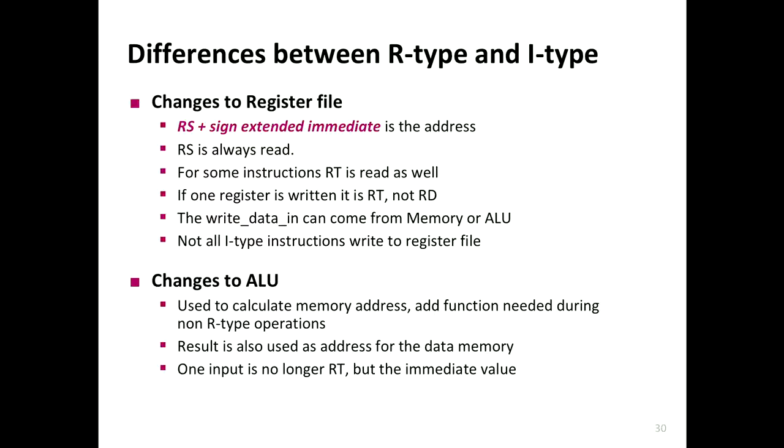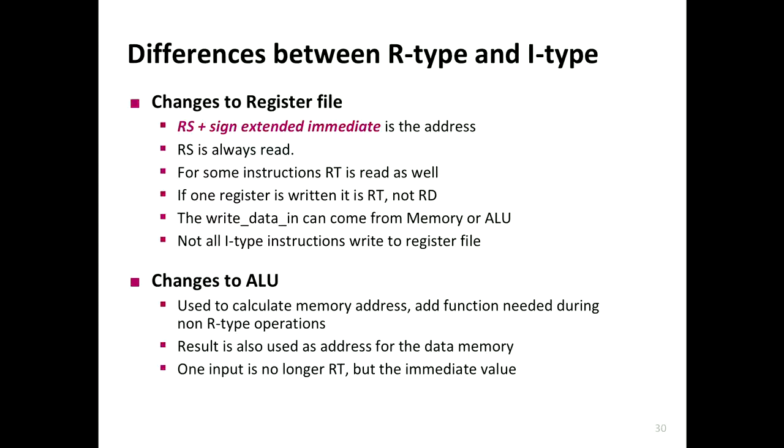And so if one register is written, it is RT and not RD. What does that even mean? If you have only one register write in an I-type instruction, you're not going to use the RD at all. So this RD is not going to be useful, and we need to incorporate some kind of a switch mechanism. And for write data in, the input coming into the register file, you're going to choose it either from the memory or the ALU.